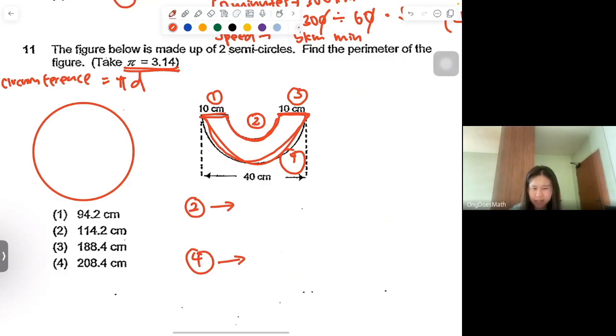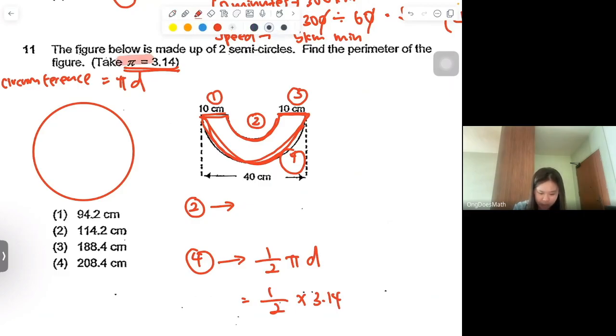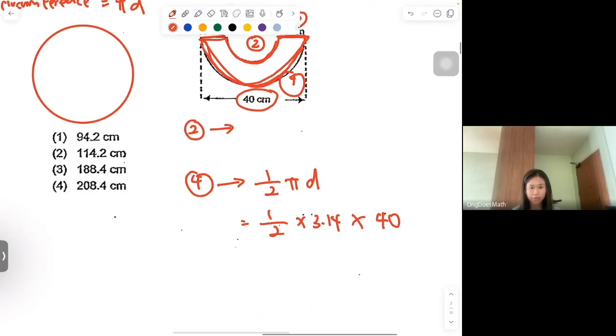So to find side 4, we have to take half of the circumference because like I said earlier, it's a semicircle. So it'll be half pi d instead. So in this case, half times 3.14. As stated in the question, pi is 3.14. Diameter in this case is 40. So I understand that for paper 1, you can't use a calculator. So we'll try to simplify things.